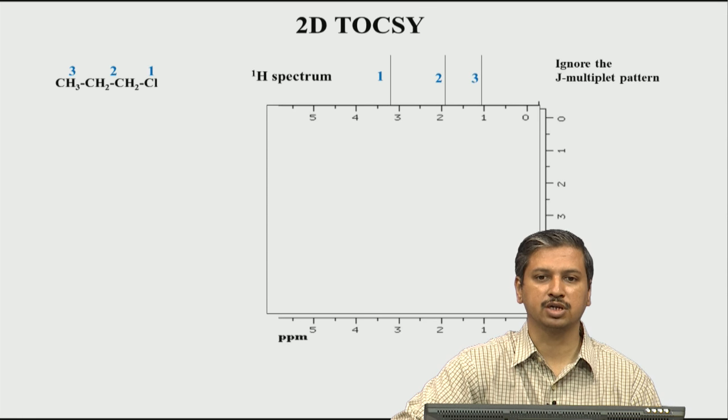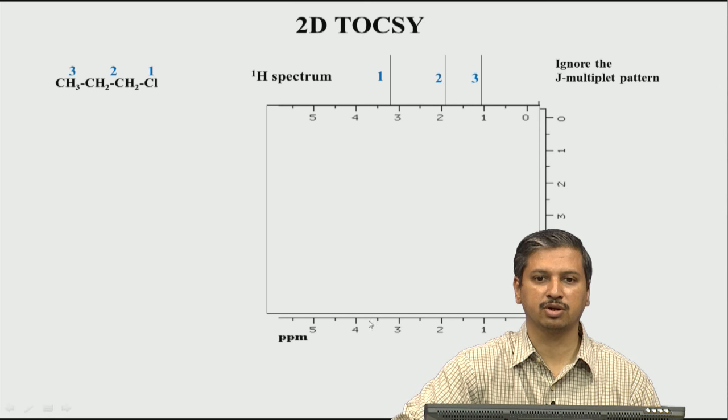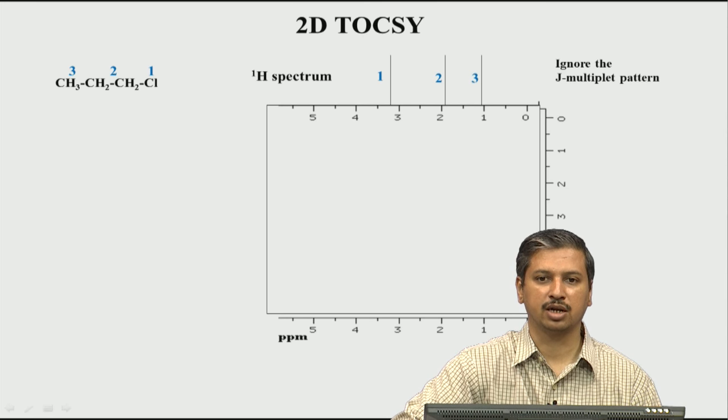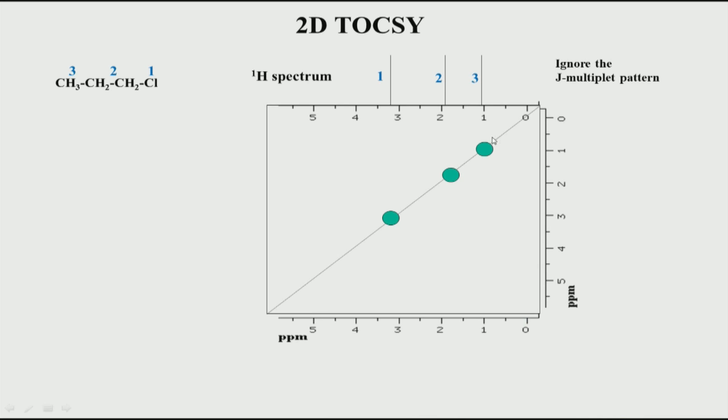Now, if you go to TOCSY, the horizontal axis is hydrogen and the vertical axis is also hydrogen. So, both these axes are hydrogen. Let us now draw what we expect for this particular molecule. Like in the COSY, we first get the diagonal peaks, which are nothing but the peaks coming at the same position.